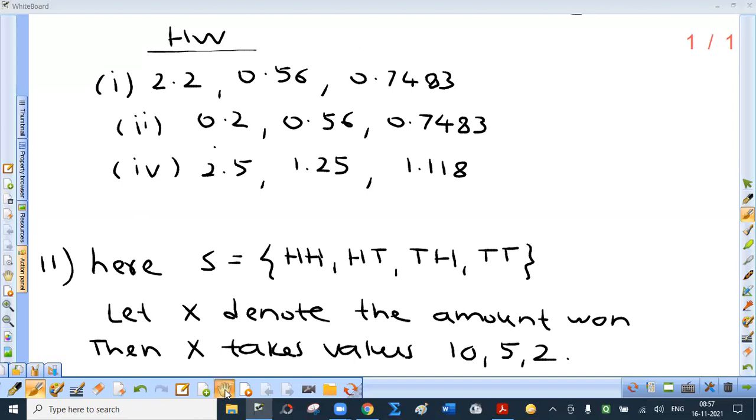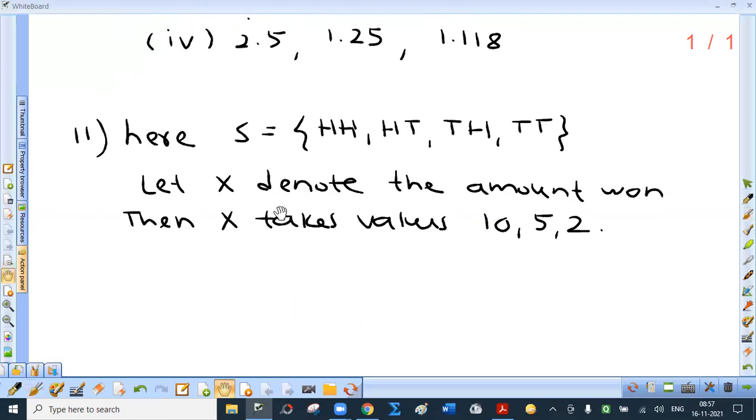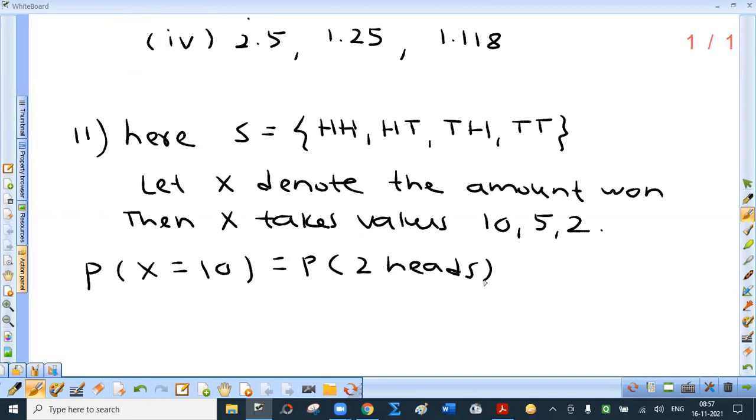So can you tell me what is P of X equal to 10? This is an interesting sum. P of X equal to 10 is nothing but probability of two heads. They have clearly mentioned that. Now, only one sample point out of four is in favor. So P of X equal to 10 is what? 1 by 4.